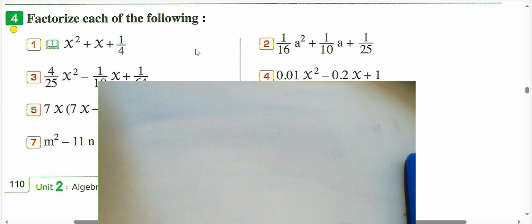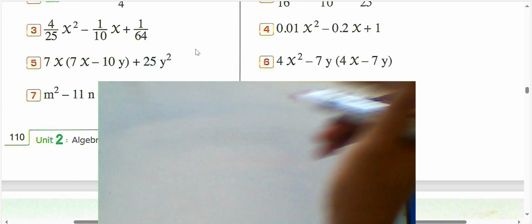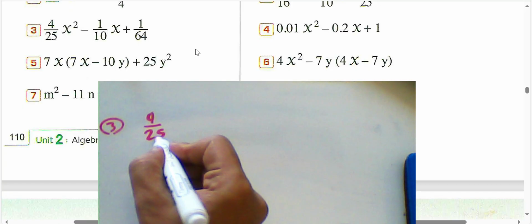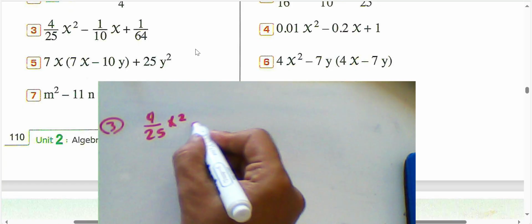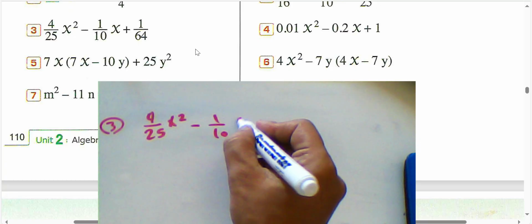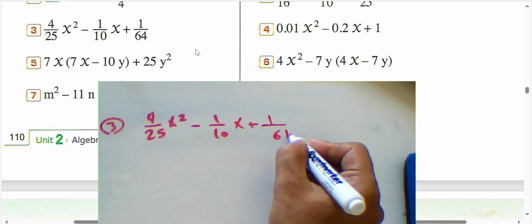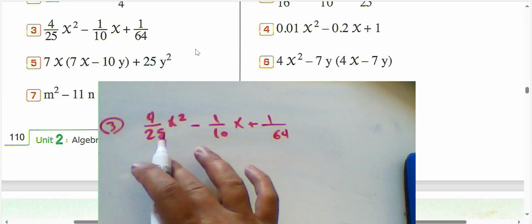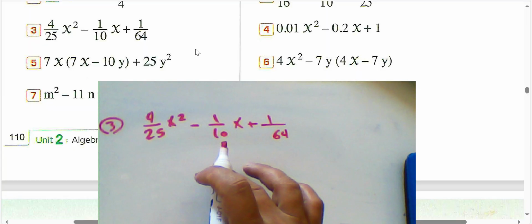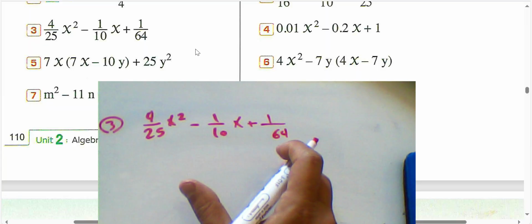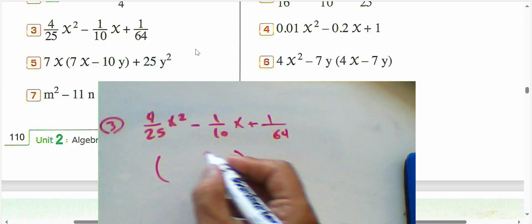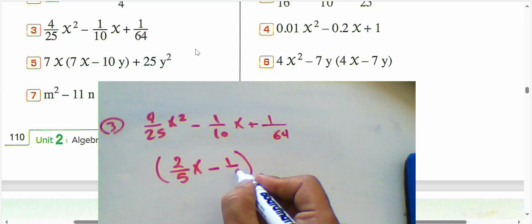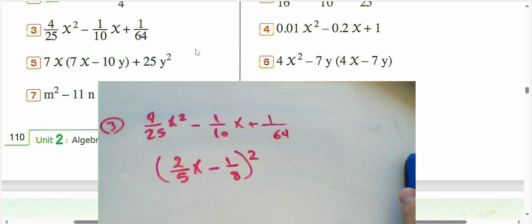Factorize each of the following. Number 3, we have 4 over 25 x power 2 subtract 1 over 10 x plus 1 over 64. We can find square root of the first and third, and the middle equals 2 times square root of the first and the third. Then we have perfect square. It will be (2 over 5 x subtract square root of this number, it will be 1 over 8) whole power 2.